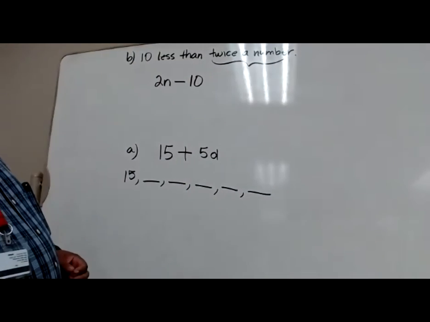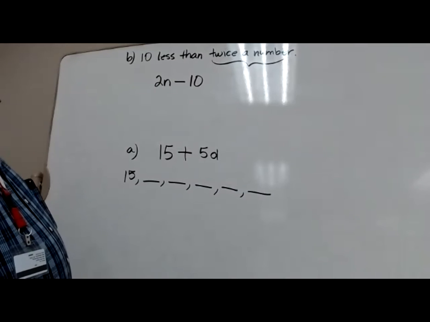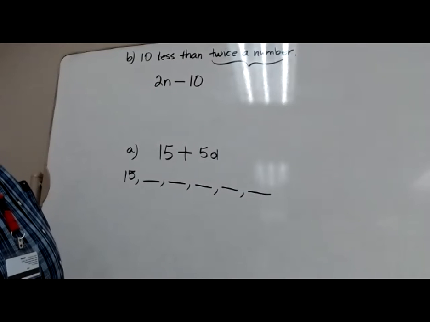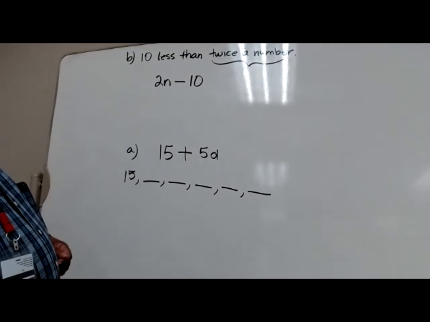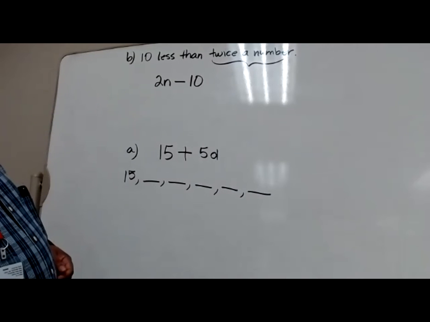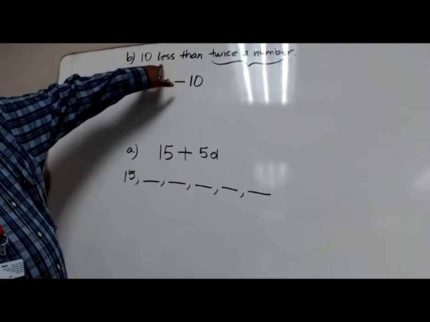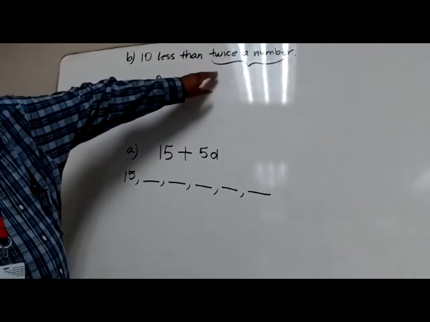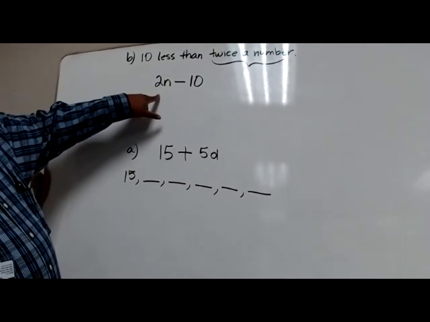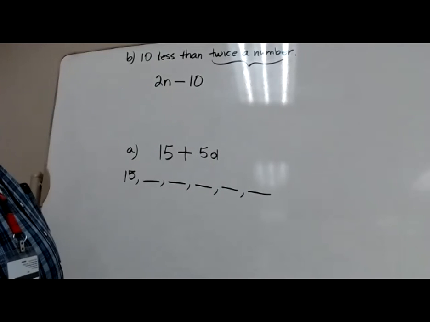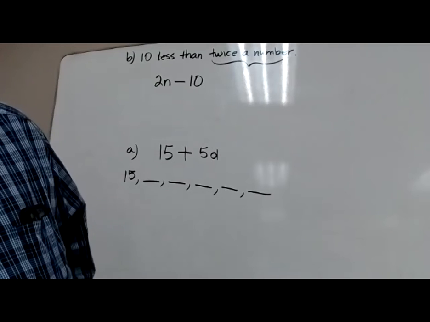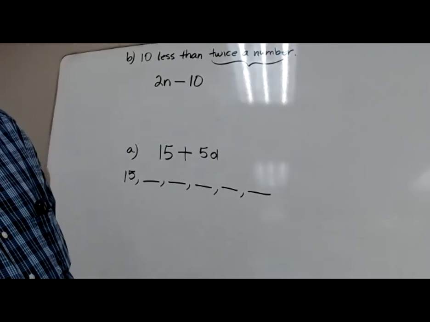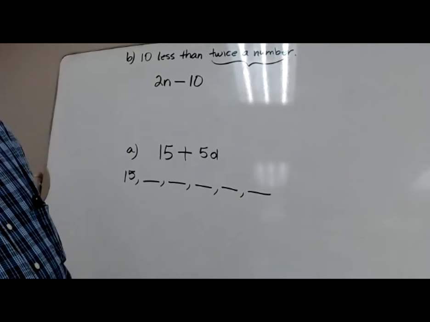Or another way of saying this would be, we subtract 10 from twice a number. So here, this will be the expression 2n minus 10. If it's written like this, 10 less than twice the number, the 2n has to go in front, and then minus 10. All right, any other questions about part D?